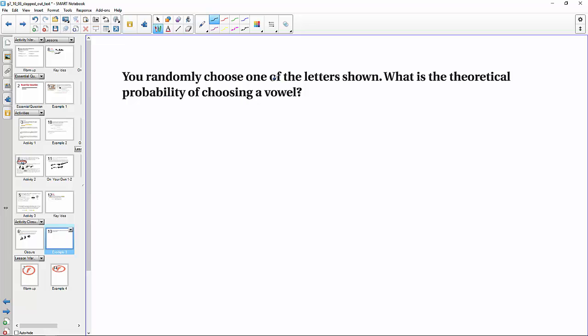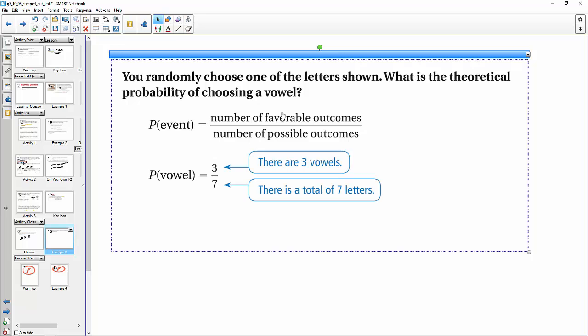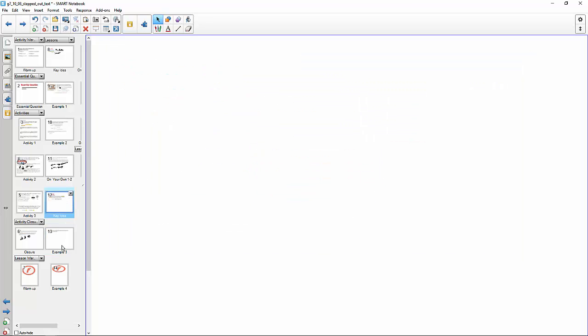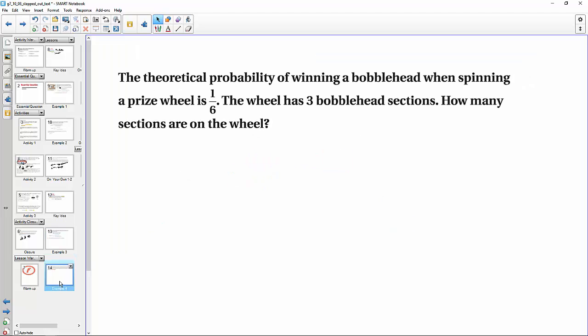So you randomly choose one of the letters shown. What is the theoretical probability of a vowel? So I'm not sure where the letters shown are. Sorry. I guess I forgot that slide. But if I look here, it says the theoretical probability of winning a bobblehead when spinning a prize wheel is 1/6. The wheel has 3 bobblehead sections. How many sections are on the wheel?